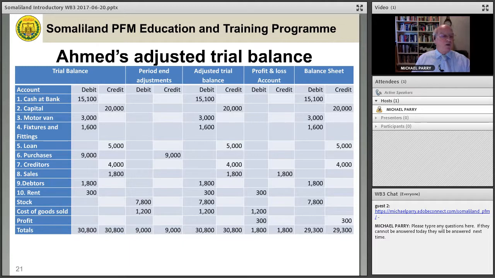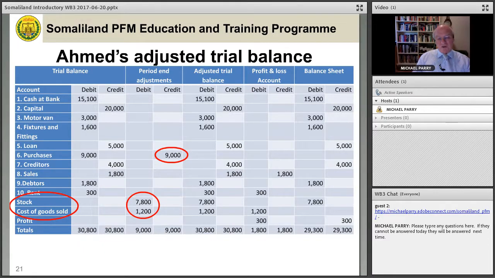Now, how does this work? Well, in this one, we've only got one adjustment, which relates to the purchases. Now, the purchase is the amount that we've spent to buy goods, but actually those goods are being used in 2 different ways. Some of them are still held as stock, and some of them have been sold. And we actually know from the information we were given that the amount that was sold cost $1,200, and therefore the balance in stock was $7,800.